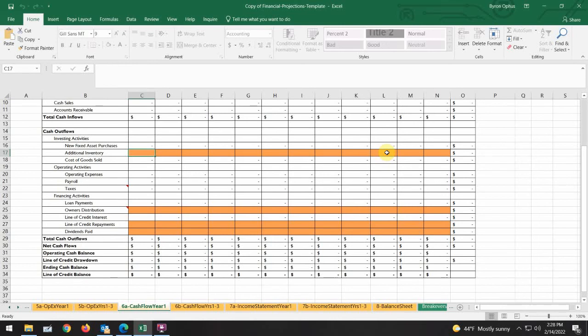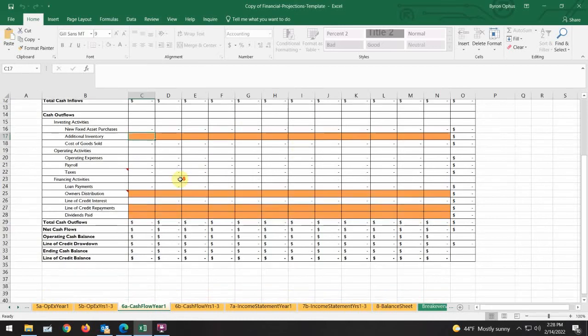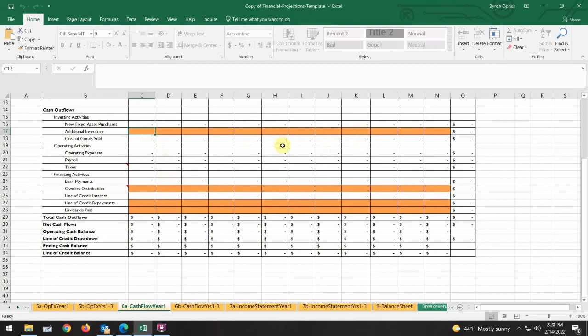Again, keep in mind that as your sales grow, your cost of goods sold grows, and the program takes that into consideration. So the only time you're going to add any inventory is if there's some exceptional reason, okay? So that's line 1. Most of you will probably just leave that blank.